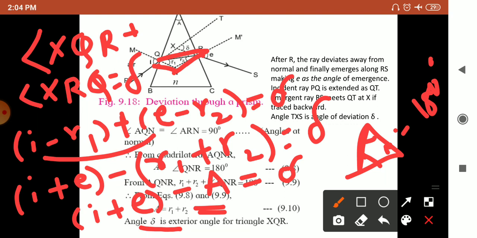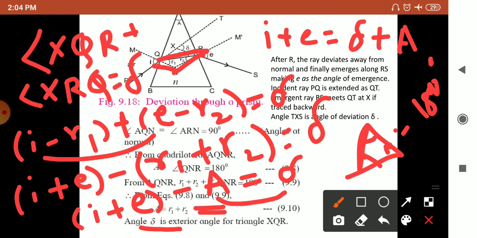So from this one we can write I plus E is equal to delta plus A. So you have to take this minus A into the right hand side. So you will get this relation: angle of incidence plus angle of emergence is equal to angle of deviation plus angle A. So this is the relation which we are getting between angles.